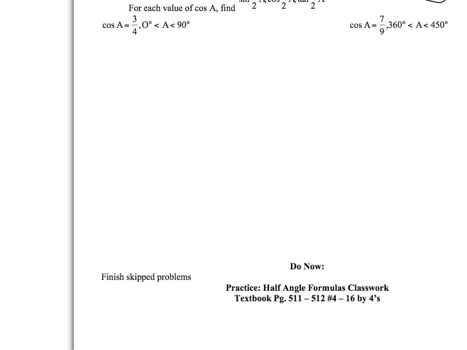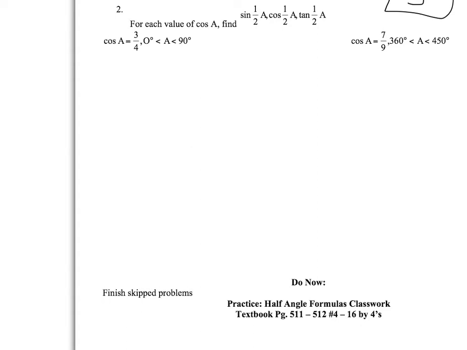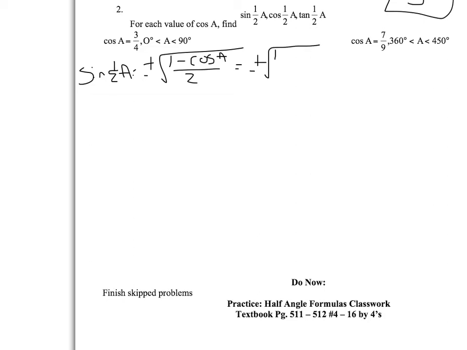It says for each value of cos A, find sine, cos, and tan of 1/2 A. And I give you cos of A is 3/4. Well, what's nice about this is that all of our formulas use cos of A, so we can jump right into the formula. So sine 1/2 A is equal to plus or minus the square root of 1 minus cos A over 2. Cos of A is 3/4, so in this cos of A spot, I'm just going to replace it with 3/4. So it's going to be 1 minus 3/4 over 2.